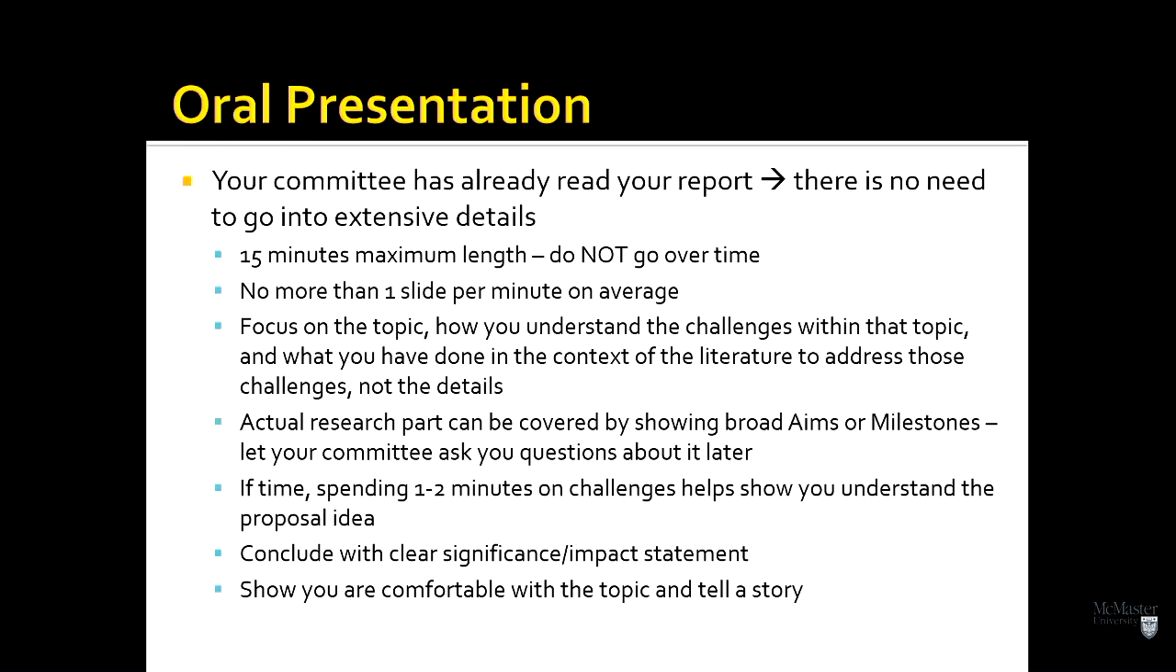So don't go over time. No more than one slide per minute on average. I think if you have more than that, typically presentation experts would tell you you're going too fast. So not too many slides. Don't try to get through every single specific aim idea that you have, right? Focus on the topic. Show us you understand the challenges in that topic and what other people have done. And then the objective you've identified, and the general aims, maybe one slide per aim, something like that, that you're actually taking to execute your project vision, okay?